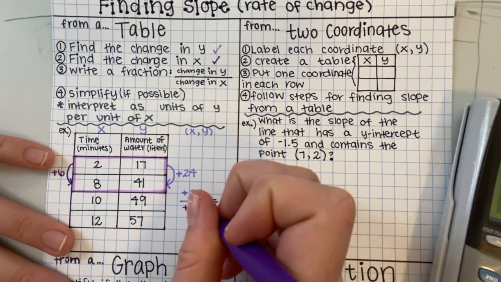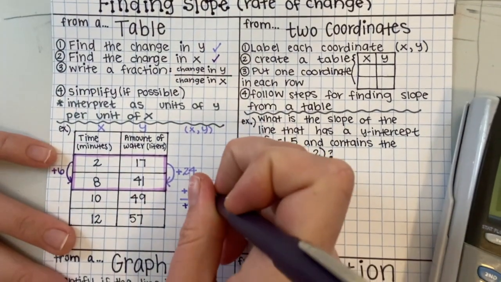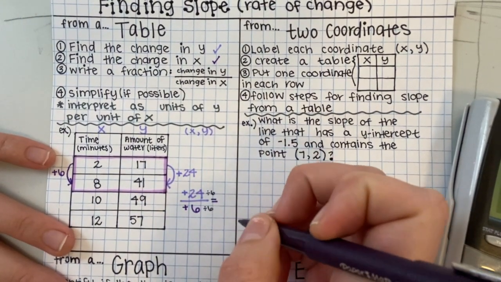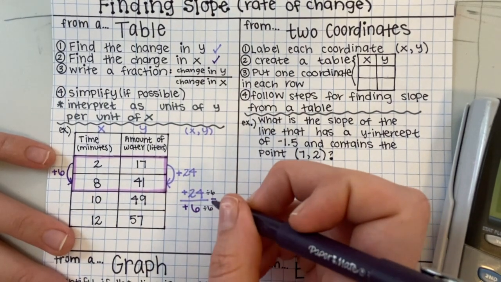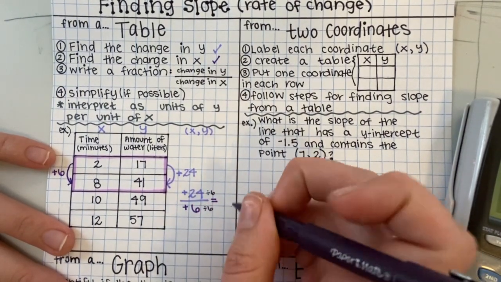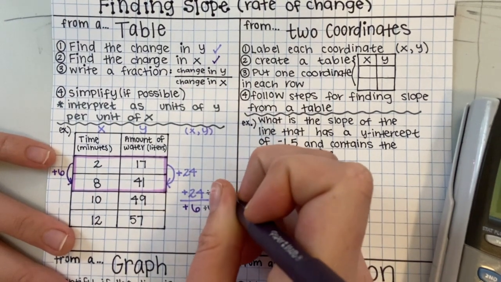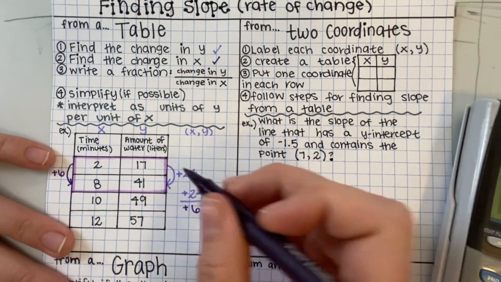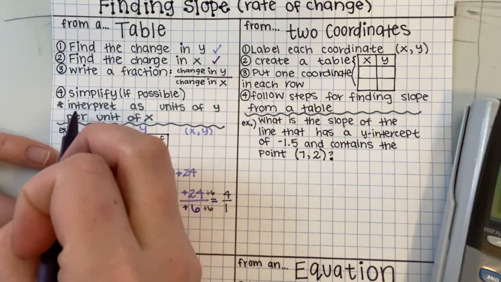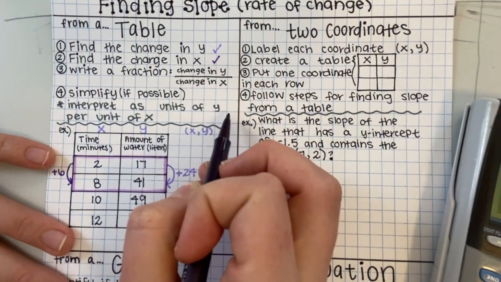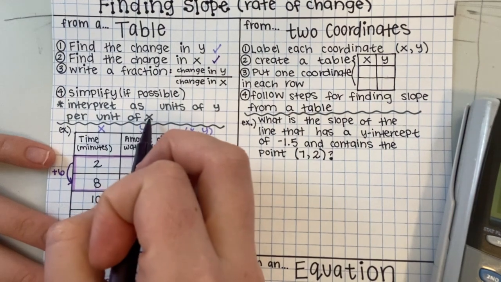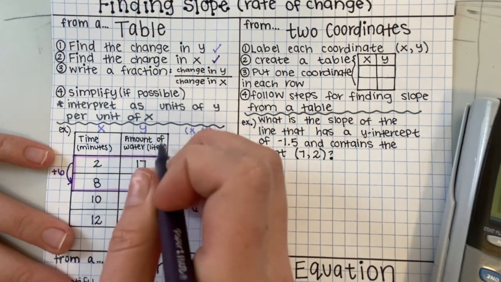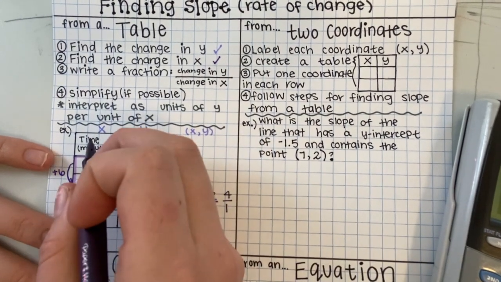And then I can simplify this fraction by doing division by the greatest common factor. The greatest common factor is 6. So I can divide both of these by 6. And that gives me 4 over 1. When we are interpreting what this means, you're interpreting it as units of y per unit of x. So in this situation, we're saying this amount of water per amount of time.